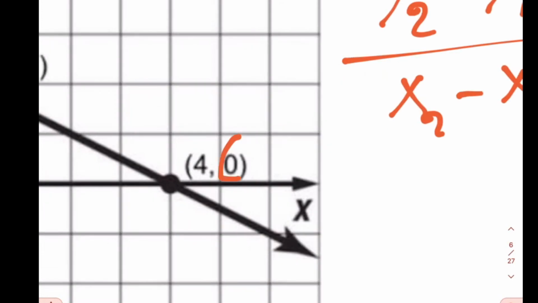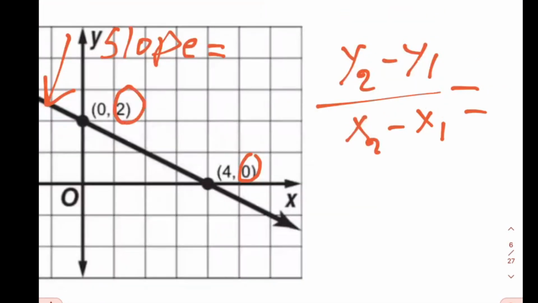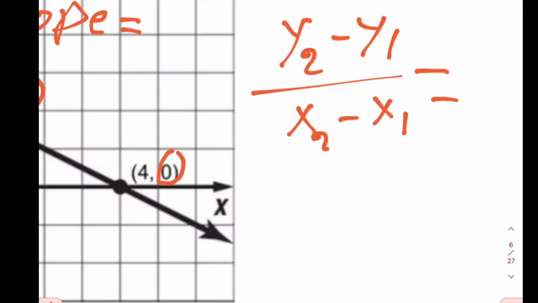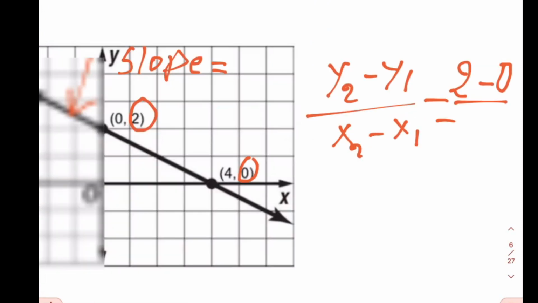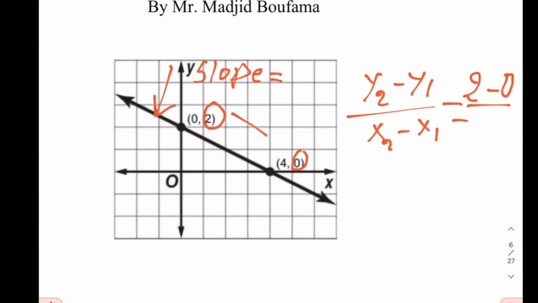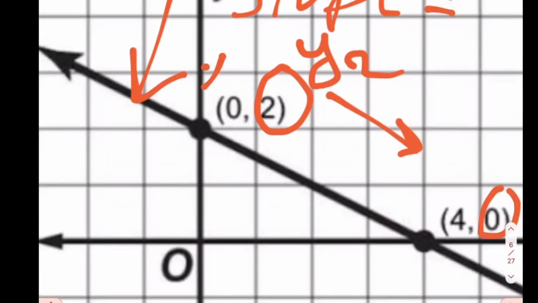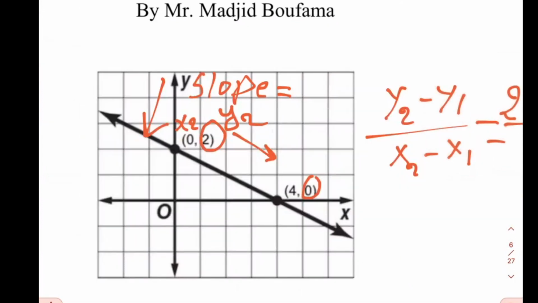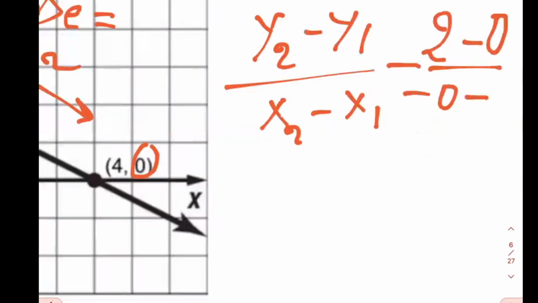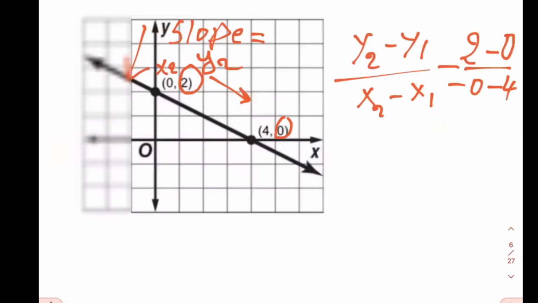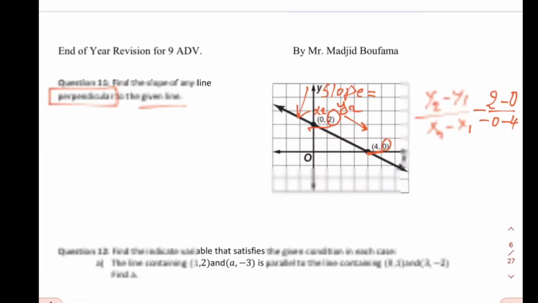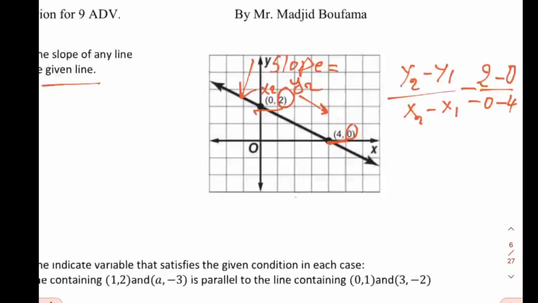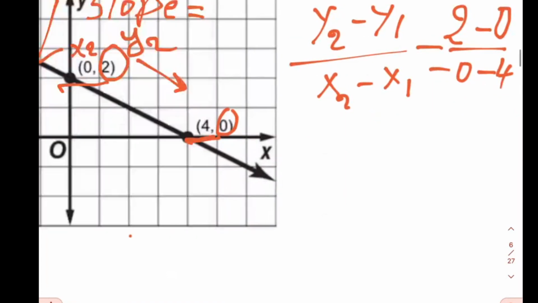These are my y's, the 0 and the 2. So I'm going to put 0 minus 2 or 2 minus 0, it doesn't matter. I prefer to put 2 minus 0. When you put 2 minus 0, that means you want this direction. This is y2. So if you put this y2, you should put this x2. So here we put 0 minus 4. Same direction, okay, don't change direction. You can start anywhere, but when you come to the other part, you use the same direction.